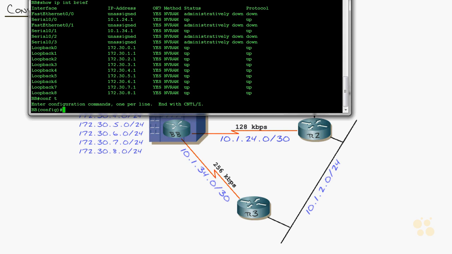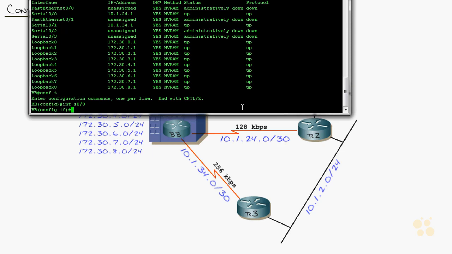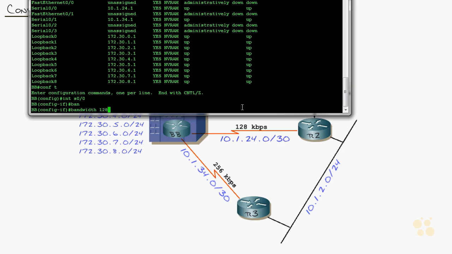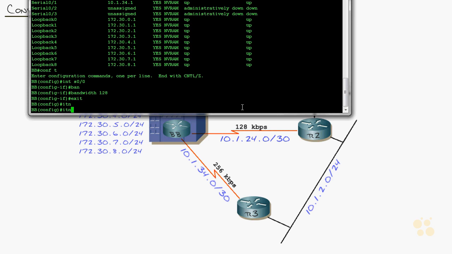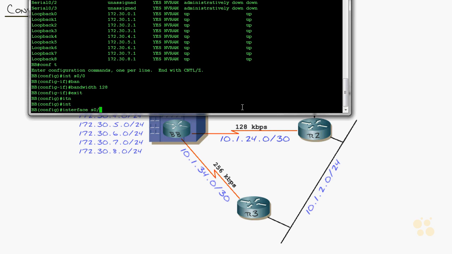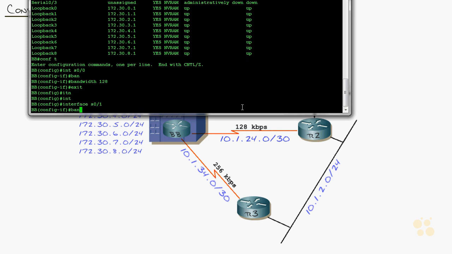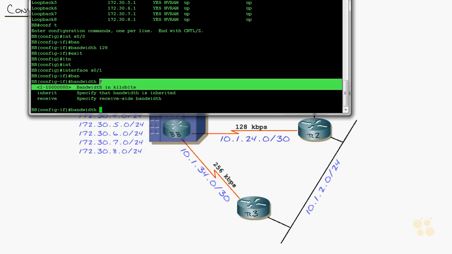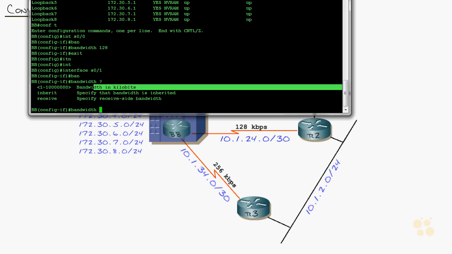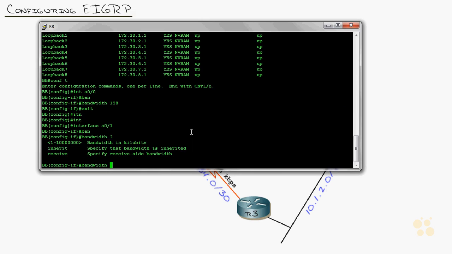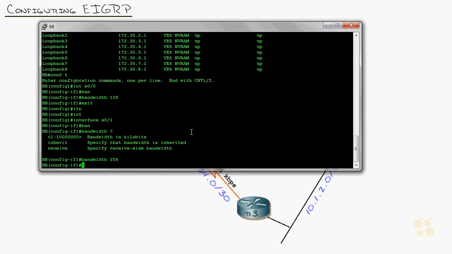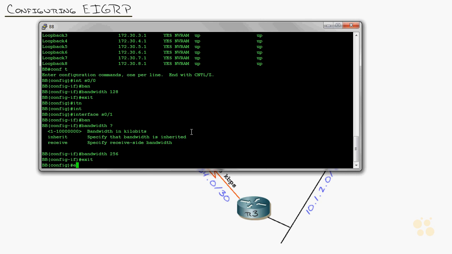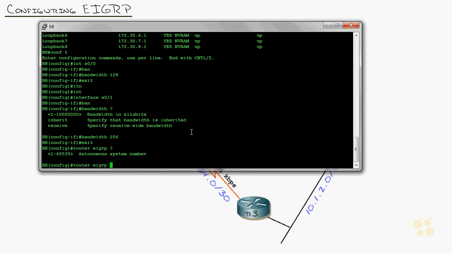So I'm going to interface serial 0/0, which is that top network. We'll do bandwidth 128 kilobits per second. Exit out, interface serial 0/1, bandwidth, and you can see it's in kilobits per second. A lot of times Cisco will jump all over the place between bits per second, kilobits per second, and megabits per second, but for the most part it's kilobits per second: 256. Let's back out of this and go into router EIGRP, and then autonomous system number 10.